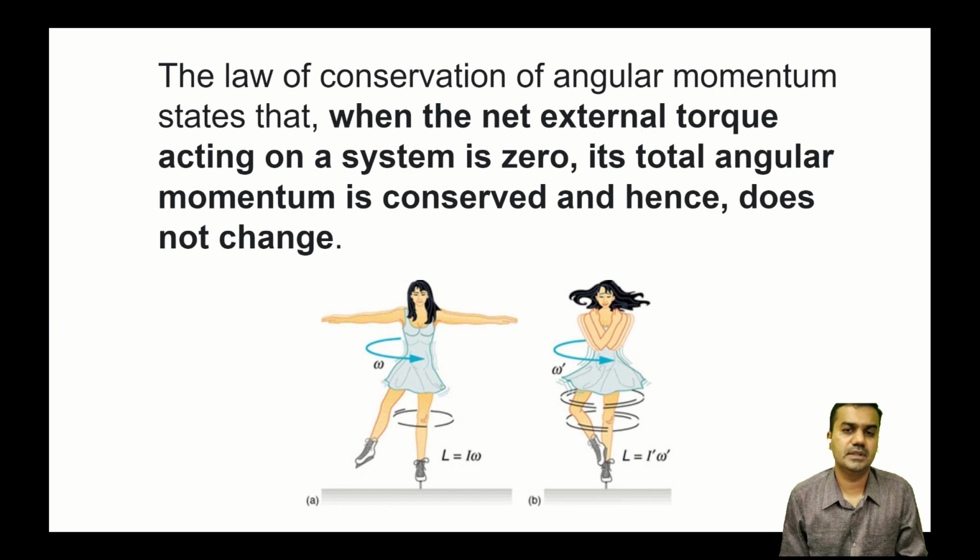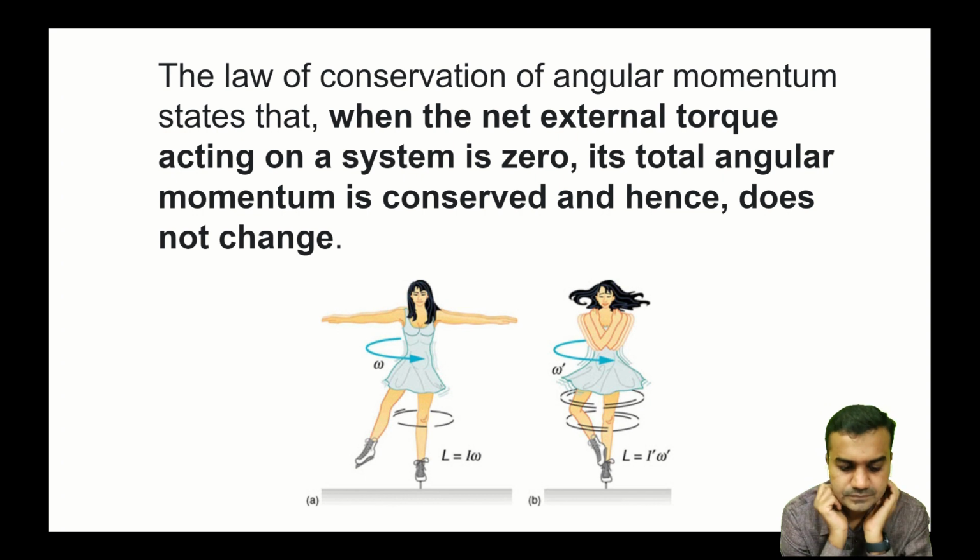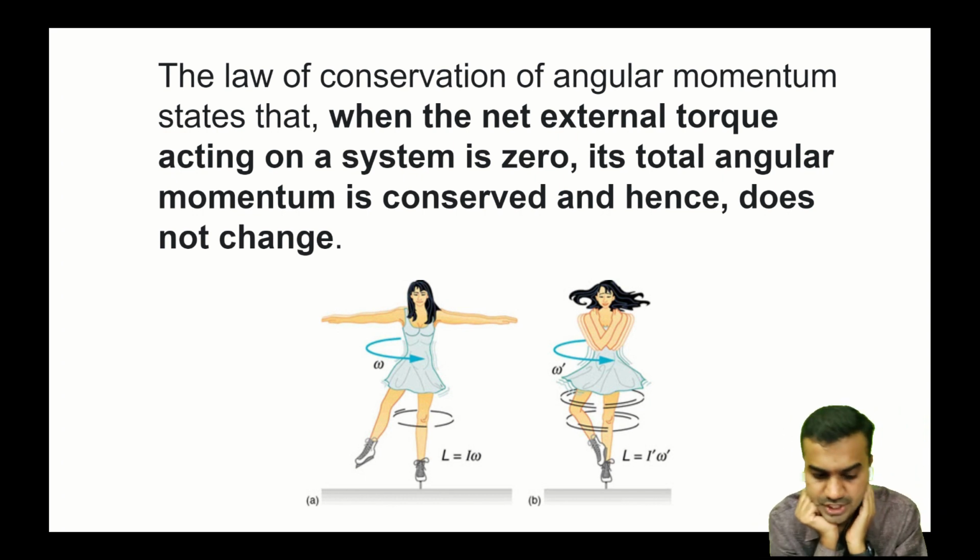One more is there, the basic law of conservation of angular momentum. If the net external force acting on the system is zero, its total angular momentum is conserved and hence does not change. We are going to study this particular example in the case of rotational motion.